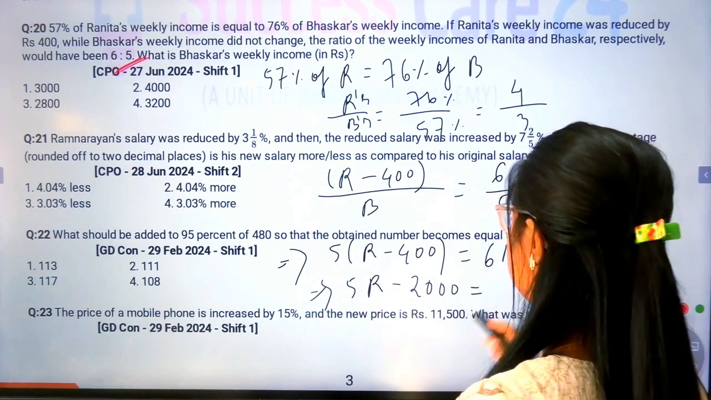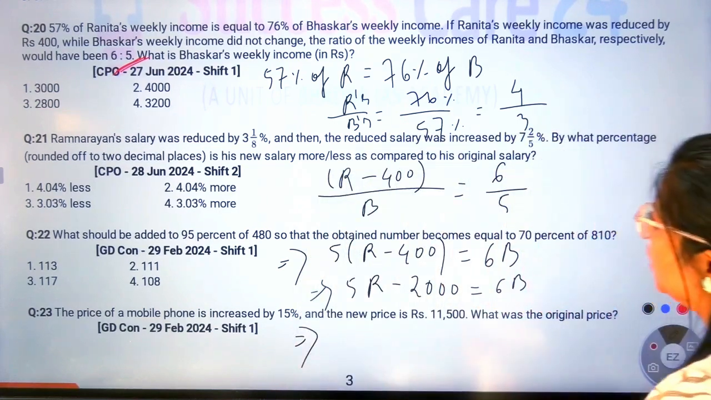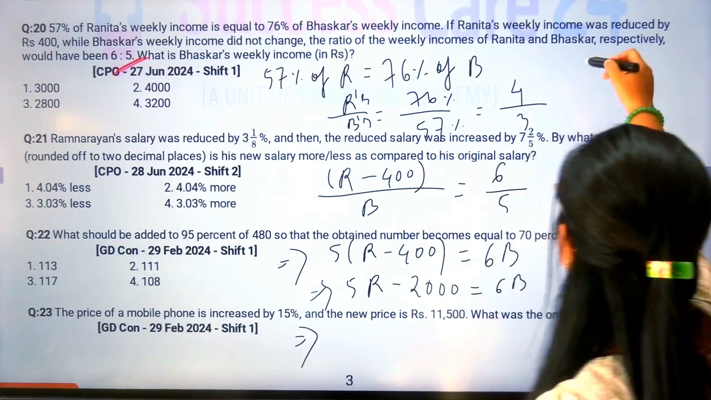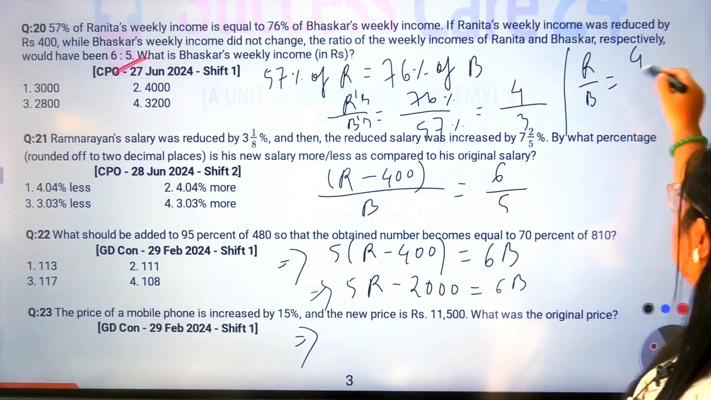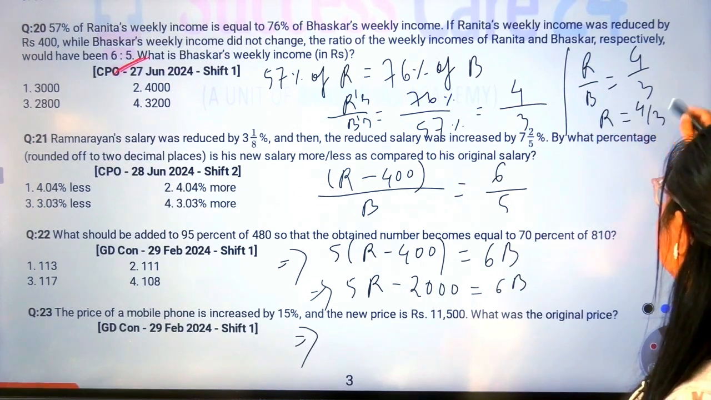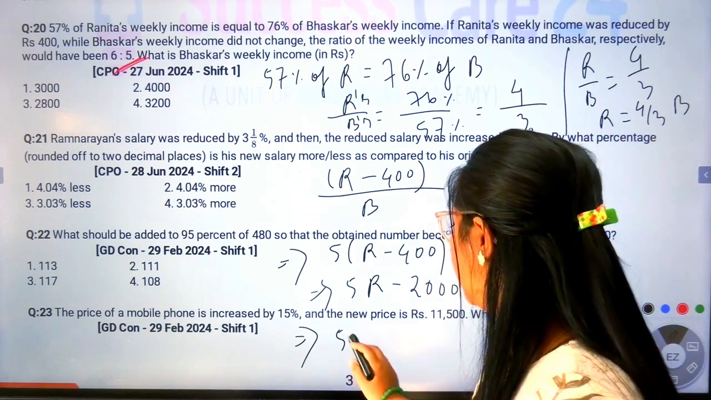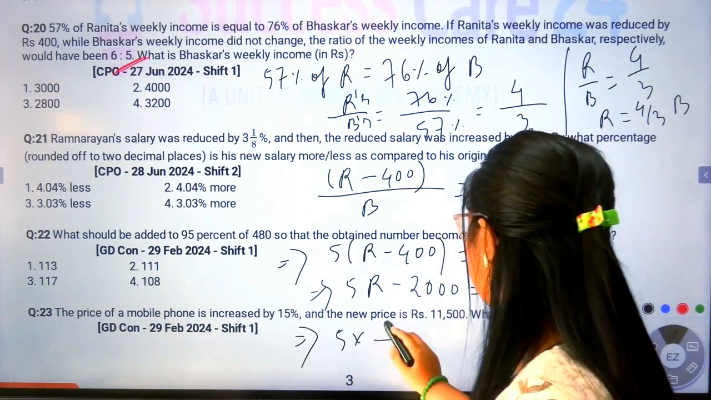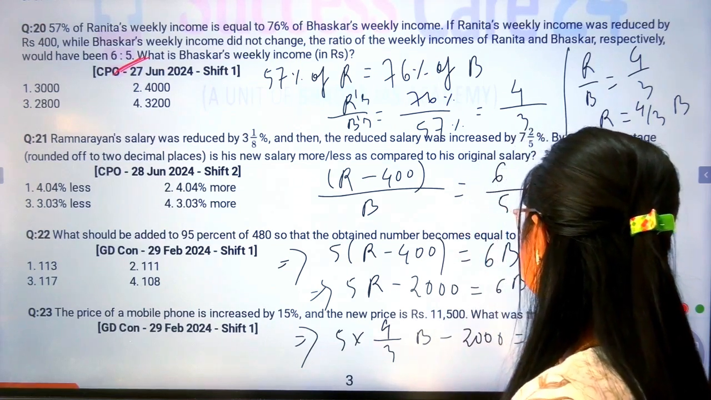The rest is calculation, you do the calculation. So from here what can I do? Now I know R by B is equal to 4 by 3. So R by B is 4 by 3. Then I can write it as R equal to 4 by 3 B. So if I put this value here, 5 into 4 by 3 B minus 2000 is equal to 6B.